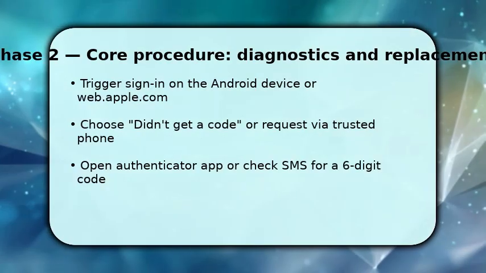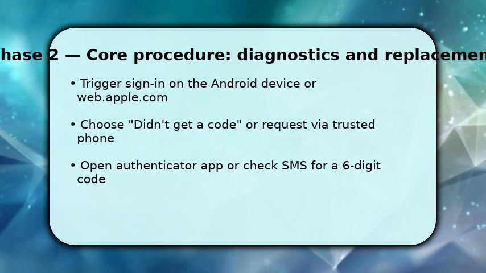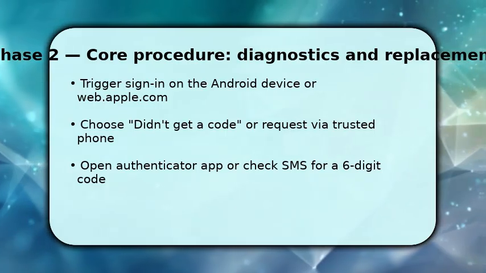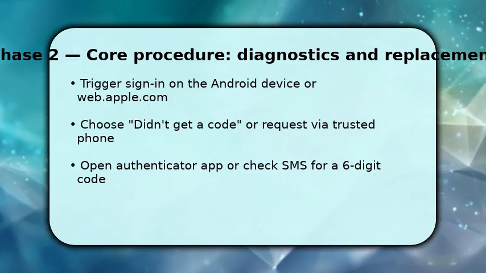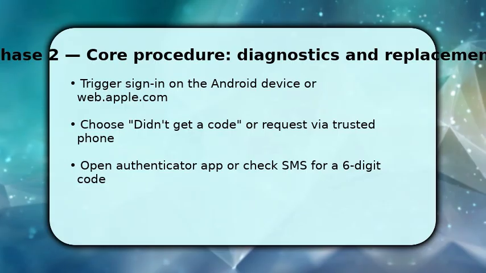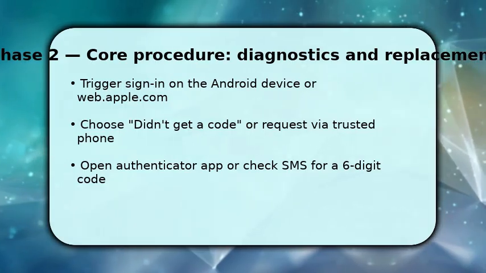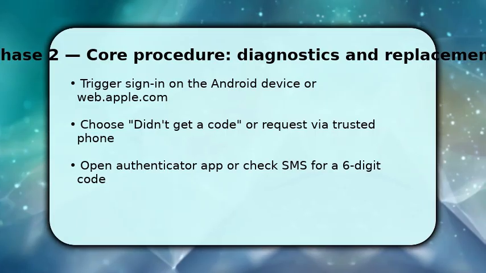Make sure you now trigger the sign-in flow on your Android or at web.Apple.com. Enter your Apple ID and password and wait. When prompts ask for a verification code, select the option that says you didn't get a code or request it be sent to a trusted phone number. If you use an authenticator app, open it to find the 6-digit code. If you picked SMS, read the message.